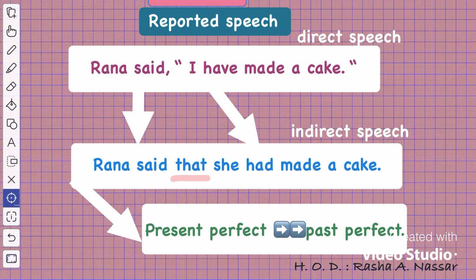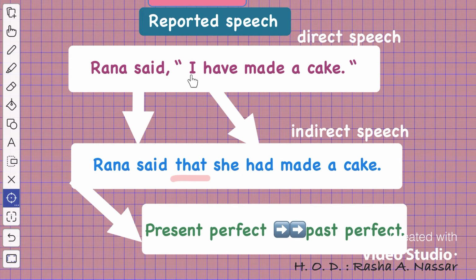So here, Rana said, "I have made a cake." So the first step is to remove the comma and the small brackets and put that instead. So we will join the two sentences with that.